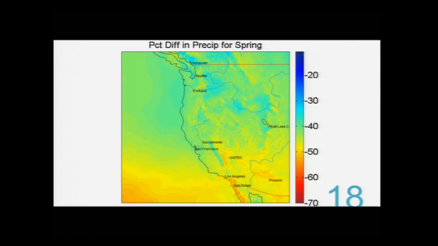And now for the Reg-C-PDN, picking up a decrease on the windward side and an even greater decrease on the leeward side of the Sierras. And these are to be taken with a grain of salt.